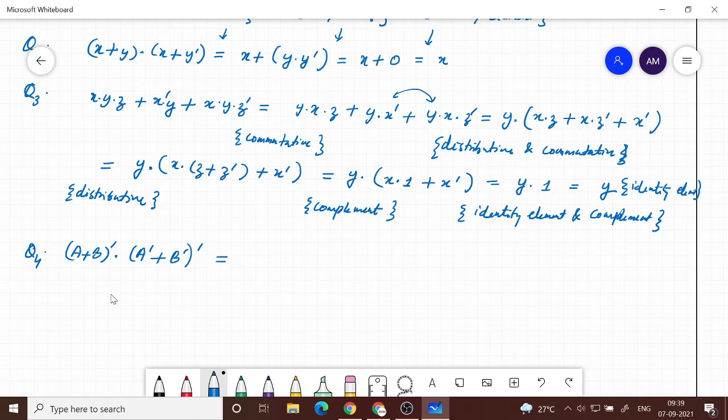So here we can apply De Morgan's theorem and write it as a bar dot b bar, and you can apply De Morgan's theorem to the second term also, and you will get a bar bar, that will be basically a, and this will be a dot.